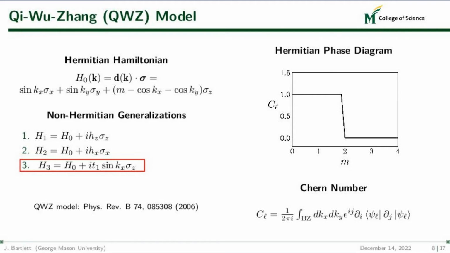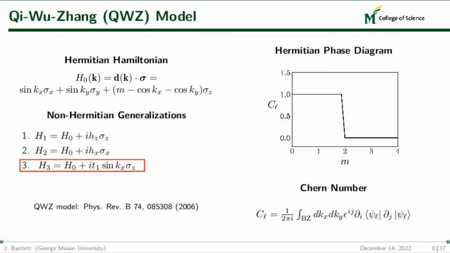And so when the Chern number is equal to 1, so when m is less than 2, this is the topologically non-trivial region. And so we have a pair of edge states with one on the left-hand side and one on the right-hand side. When the Chern number is equal to 0, that is the topologically trivial region, so there are no edge states present.